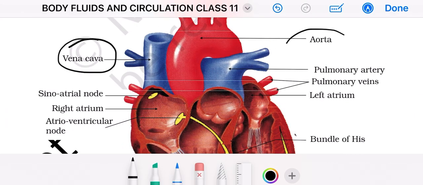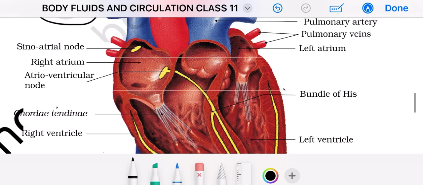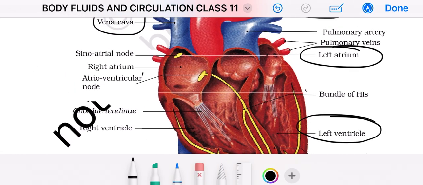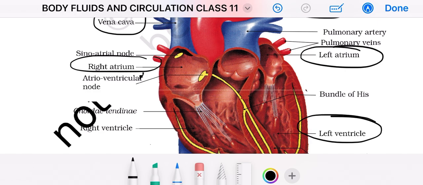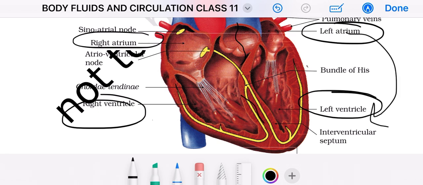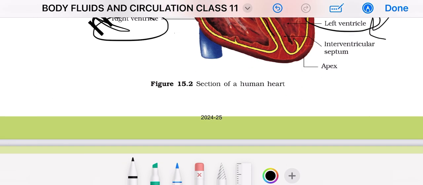This is the vena cava, aorta, you can see the left atrium, left ventricle. Both atria are separated by the interatrial septum. The ventricles are separated by the interventricular septum. Left atrium and left ventricle are separated by a valve, which is the bicuspid valve. And on the right, that is the tricuspid valve.